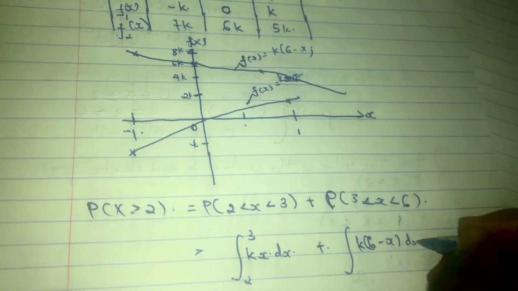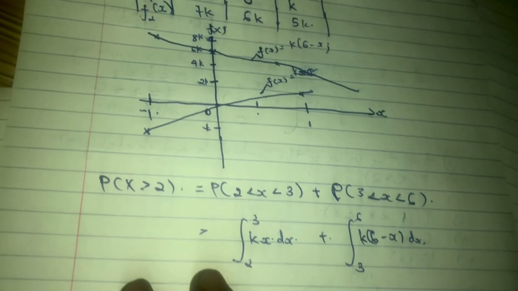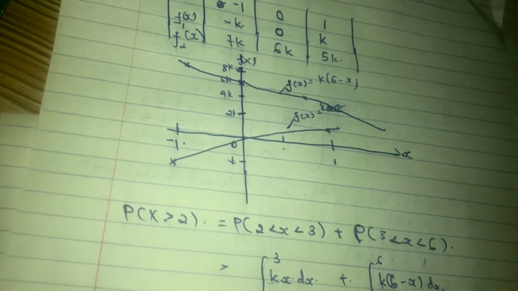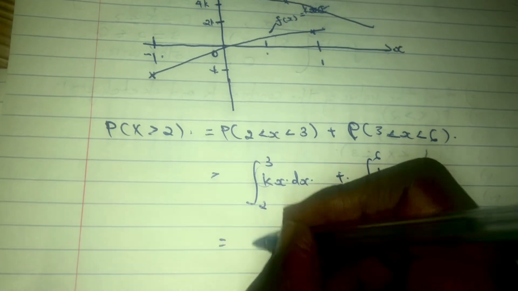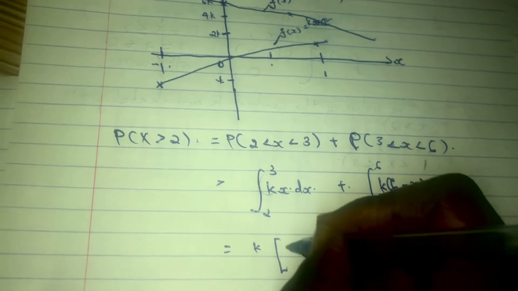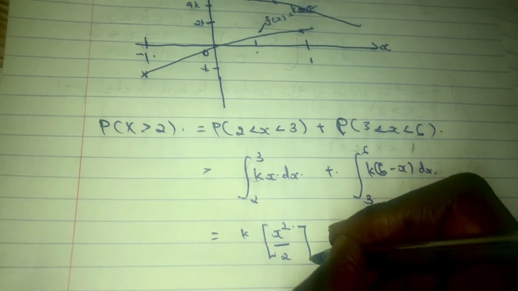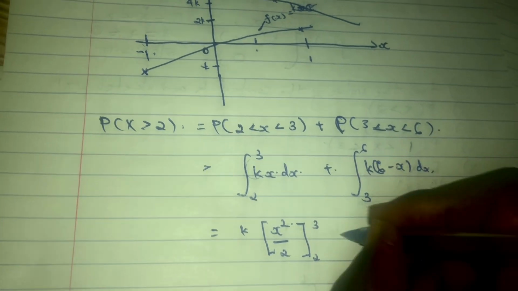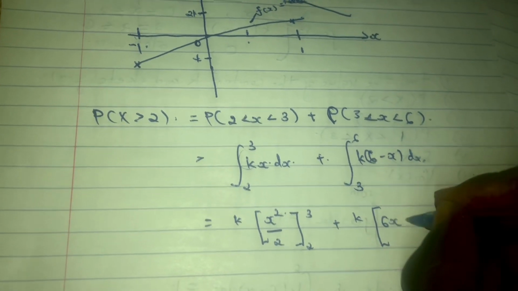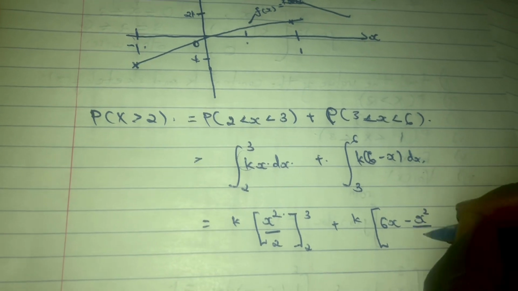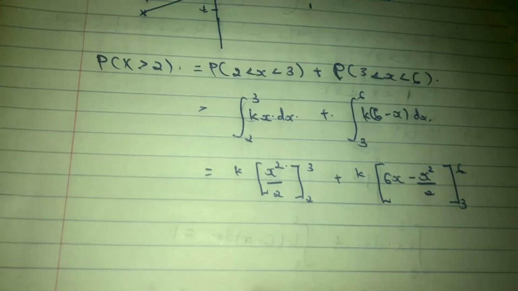Now here we are integrating from 3 to 6. Are we together? Remember our k is 1 over 5. We even know it, but we shall put it afterwards. So this will remain k into, when you integrate this, this is x squared over 2, from 2 to 3, plus k into, this is 6x minus x squared over 2, from 3 to 6.